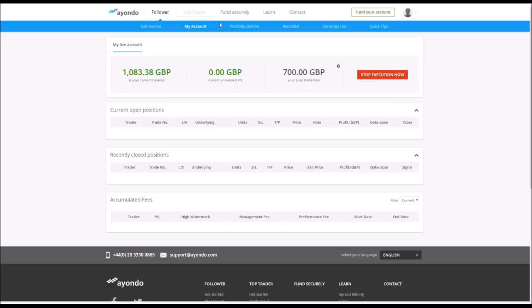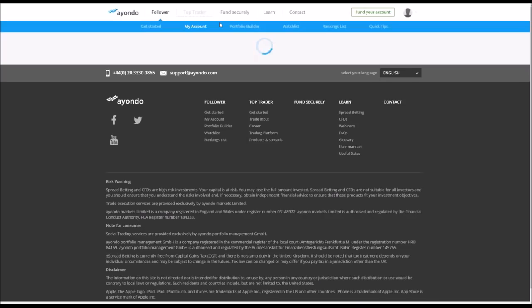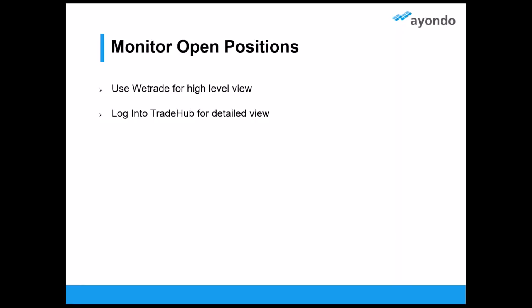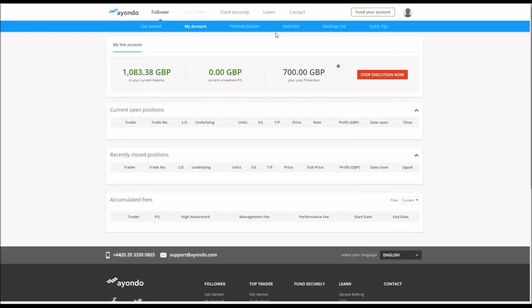So if I go back to my account, again, I've got no trades going on at the moment. It's just sitting there. Nobody's done any new trades yet. Maybe one will go through before we finish. So let's take a look at how we monitor open positions. The web platform that we've been using so far, the browser-based platform, is called WeTrade. But we can also log into TradeHub for a more detailed view. I have to say, for social/copy trading, the sort of thing we've been looking at today, I don't bother looking at TradeHub, because I get enough information just from that. But just to show you how it works, let's go to TradeHub.